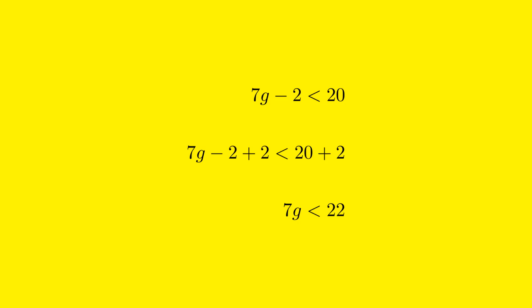To solve the inequality 7g minus 2 less than 20, our first step is to isolate the term that contains the variable g. To do this, we need to undo the subtraction by 2. We can accomplish this by adding 2 to both sides of the inequality. So we start with 7g minus 2 less than 20. Now add 2 to both sides of the inequality to maintain the balance. This gives us 7g less than 20 plus 2. So after performing the addition on the right side, the expression becomes 7g less than 22.